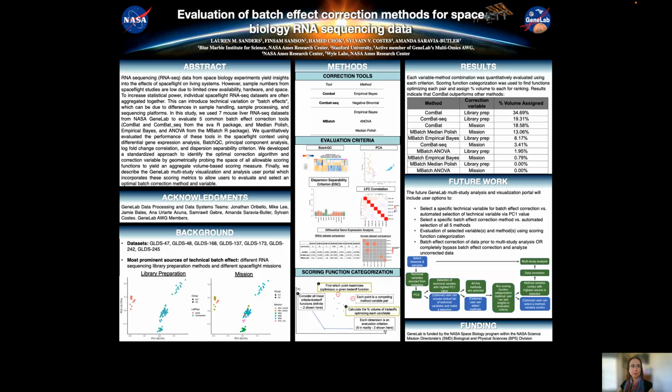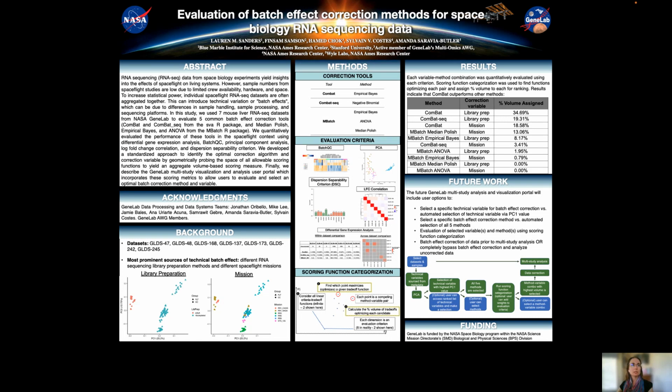NASA GeneLab is an open-source, publicly available repository for spaceflight and space-relevant experimental omics data, mainly from model organisms. Small spaceflight experiments are often aggregated together to increase statistical power, which can introduce technical variation or batch effects. Our current work focuses on understanding and mitigating technical batch effects in a specific type of spaceflight biological omics data, RNA sequencing.